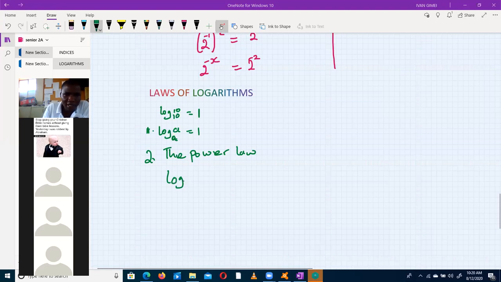So we said, let's pay attention here. If we have log of 100 to base 10, what does this give us?